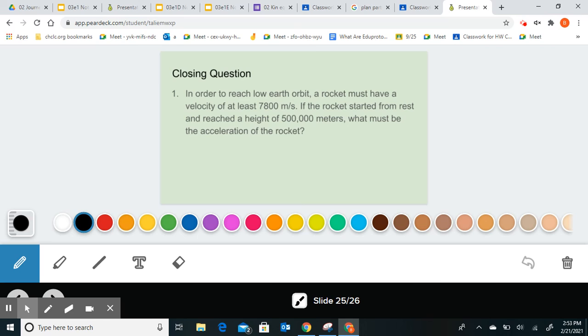All right, so here's our closing question. In order to reach low Earth orbit, a rocket must have a velocity of at least 7,800 meters per second. If the rocket started from rest and reached a height of 500,000 meters, what must the acceleration of the rocket be?